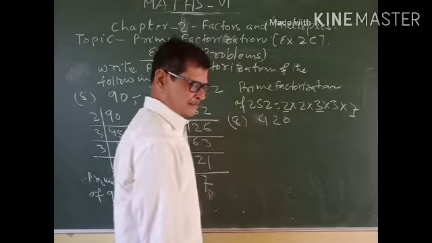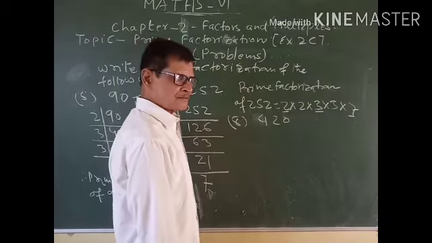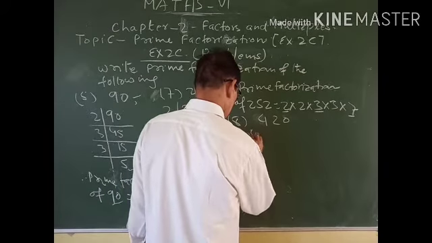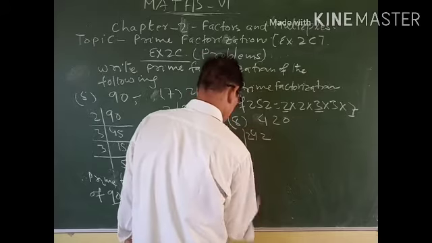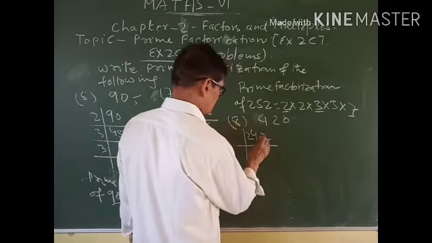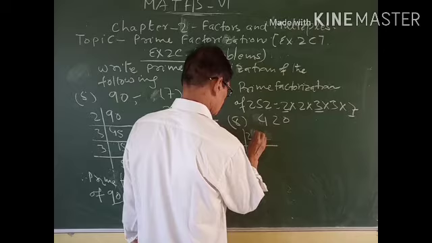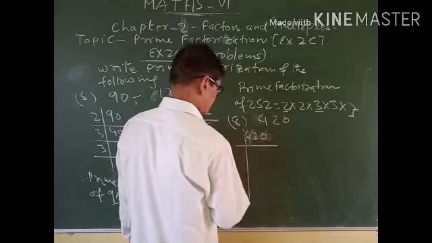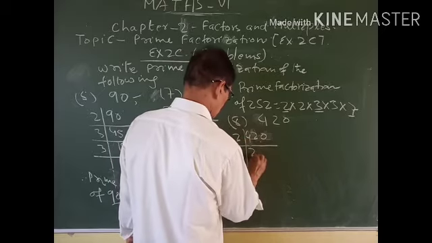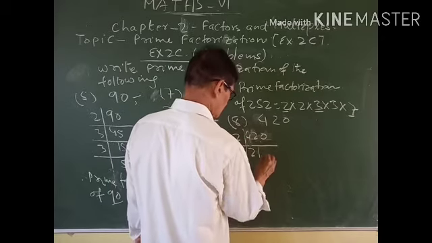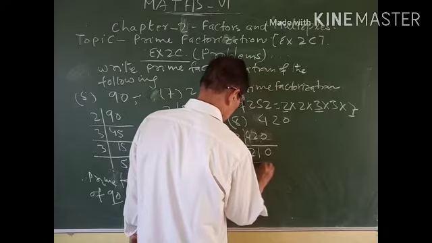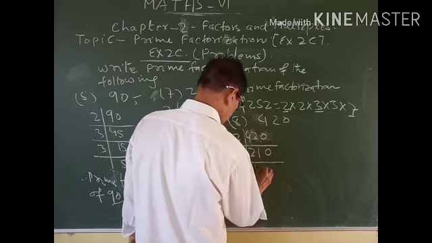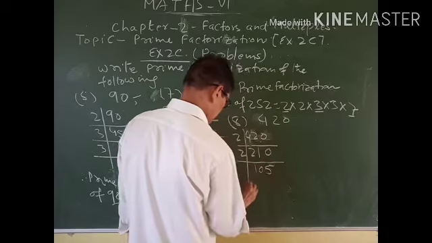For 420, first of all, divide by 2. 2 2s are 4, 2 1s are 2, 0. Again it is divisible by 2: 2 1s are 2, 0, 2 5s are 10.